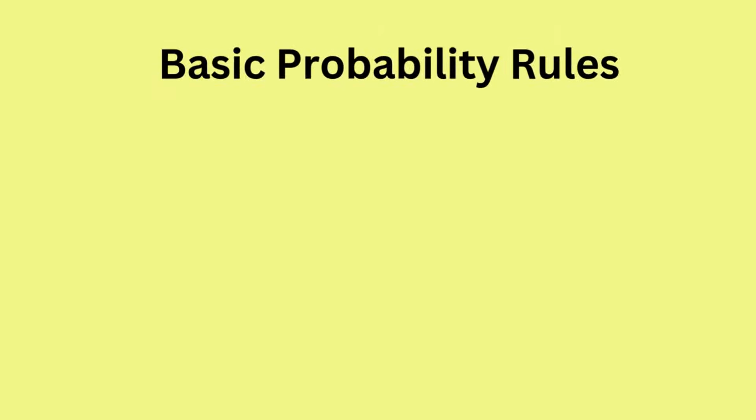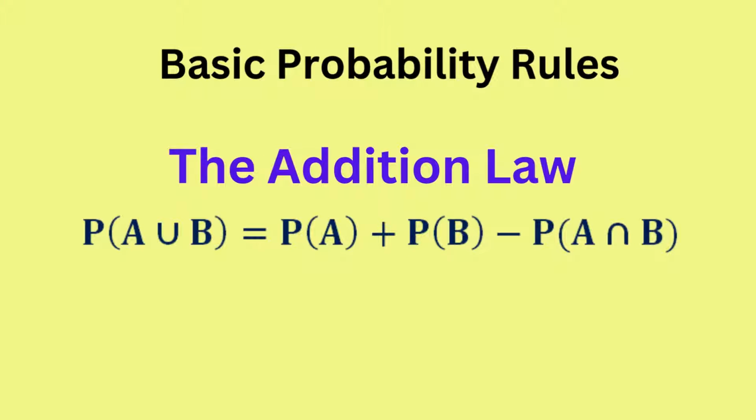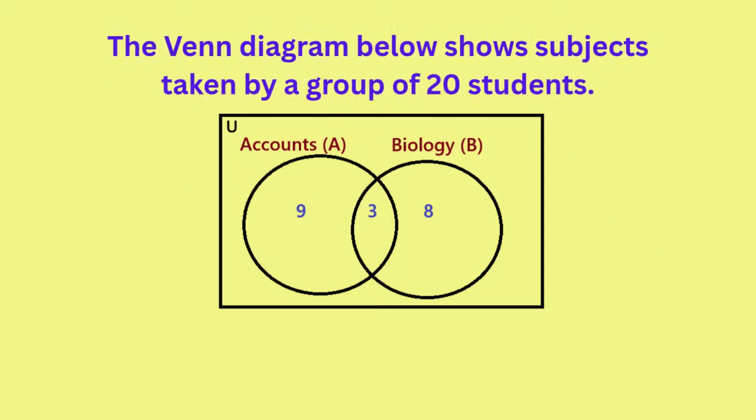Now let's examine some rules, or what we call the laws of probability. We'll use a Venn diagram to assist with the explanation of these probability laws. The Venn diagram seen here represents two subjects chosen by a group of 20 students. Accounts represented by the letter A and biology represented by the letter B.